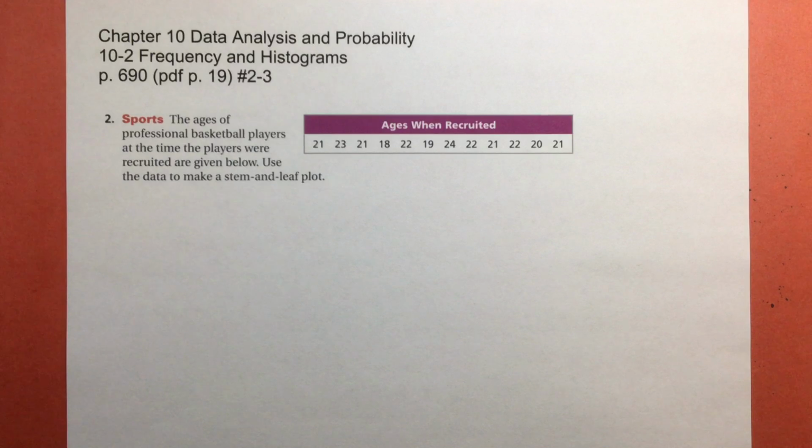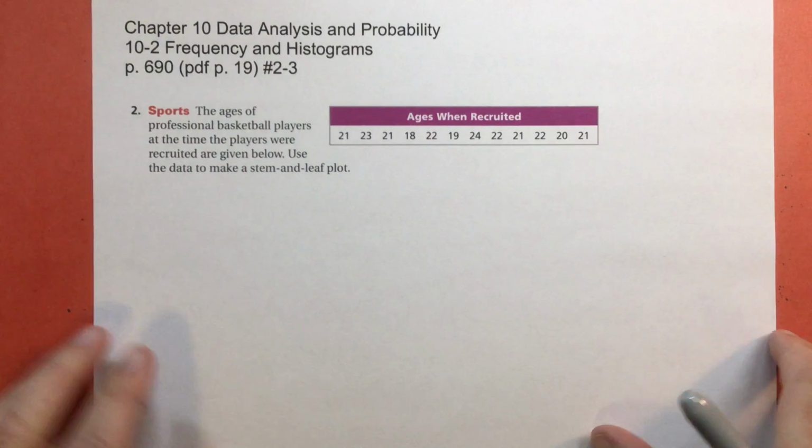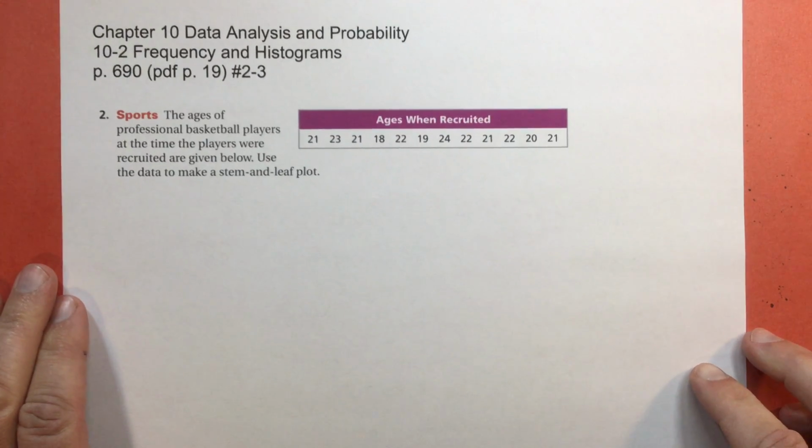Both of these are going to be stem and leaf plots. The first one will be a regular stem and leaf plot, and then we'll switch it up with this one over here, where we're going to do a back-to-back stem and leaf plot. So we'll get to that in a second. Push that back the way it was.